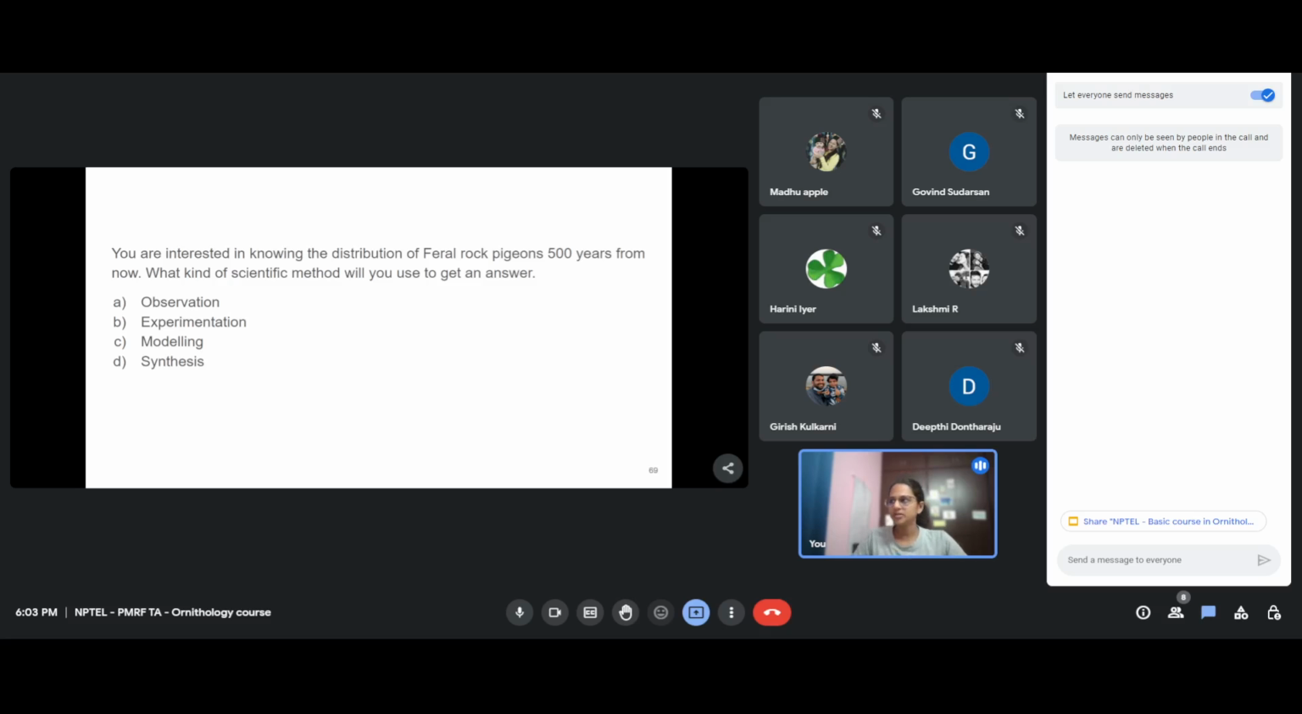Okay, so you're interested in knowing the distribution of feral rock pigeons 500 years from now. What kind of scientific method will you use to derive an answer? Will you use an observation technique? Will you use an experimentation technique? Would you be doing modeling, or would you be doing a synthesis? Okay, D.